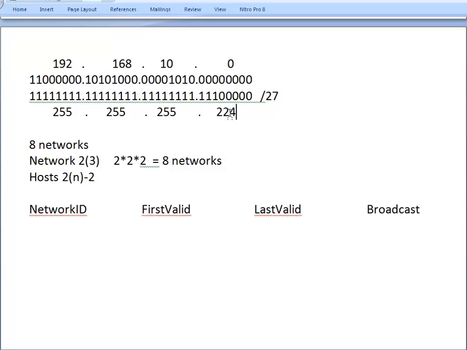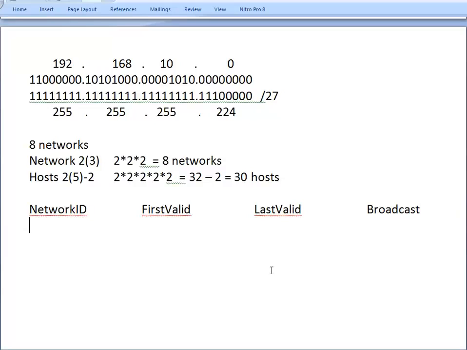Okay, how many hosts are we going to have for this network? We have 5 zeros left, so we change this n to 5. So the formula becomes 2 times 2 times 2 times 2 times 2, 5 times. 2 times 2 is 4, times 2 is 8, times 2 is 16, times 2 is 32. So this will give us 32 minus 2. Each network will give us 30 hosts. Excellent.